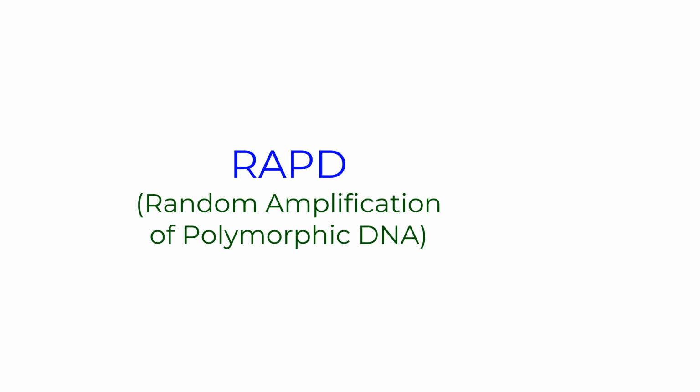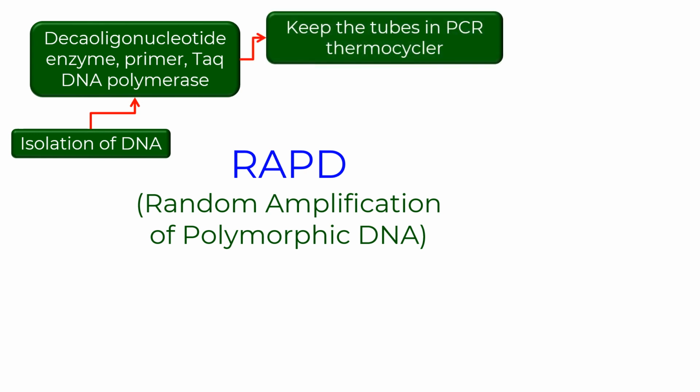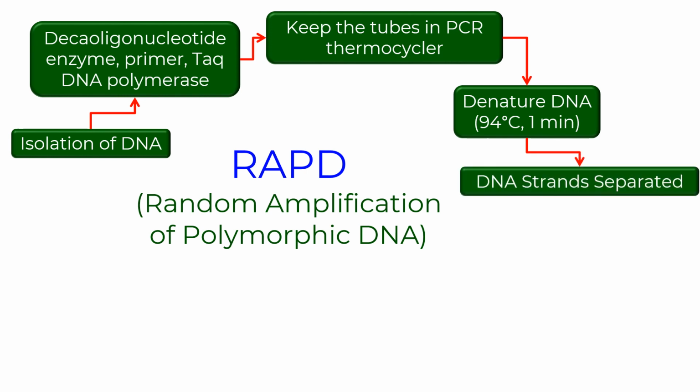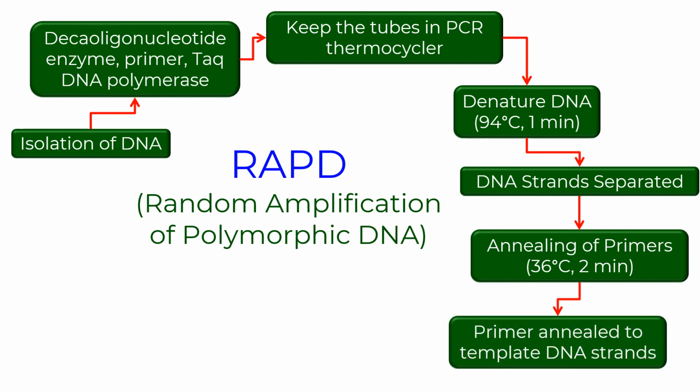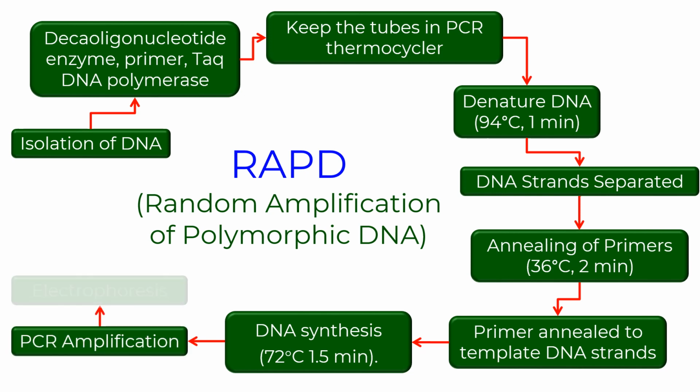Protocol. RAPD involves isolation of DNA, deca-oligonucleotide enzyme, primer, Taq DNA polymerase, keeping the tubes in a PCR thermocycler, denaturing the DNA at 94 degrees Celsius for 1 minute, DNA strands separated, annealing of primer at 36 degrees Celsius for 2 minutes, primer anneals to template DNA strands, DNA synthesis at 72 degrees Celsius for 1.5 minutes, PCR amplification and electrophoresis.